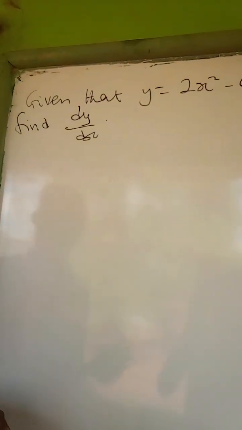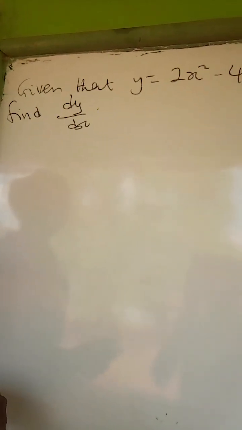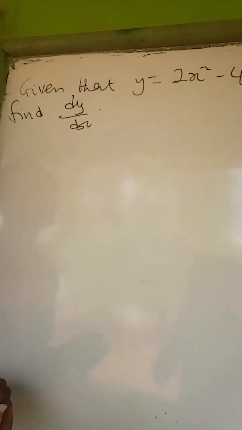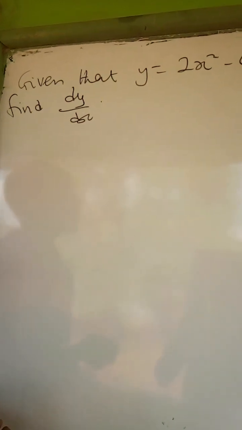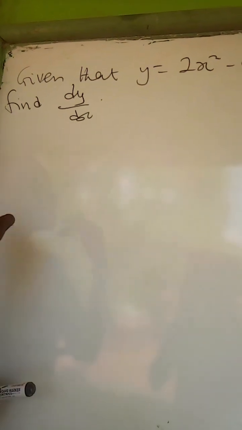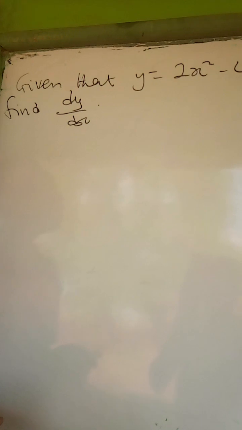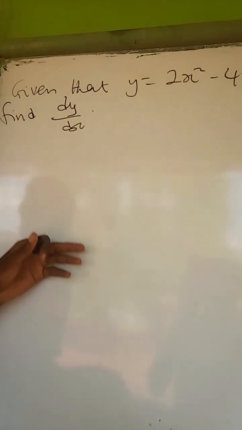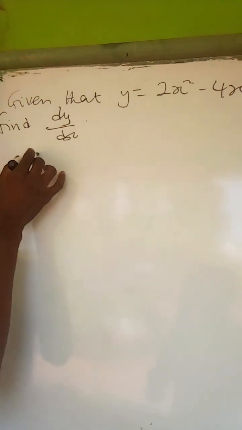We are going to look at: given that y is equal to 2x squared minus 4x plus 3, find dy/dx. And this is under calculus. In calculus, basically, we are looking at two things: we differentiate and integrate. But our problem today, we are going to look at how to differentiate this y function with respect to x. Now here is our solution.